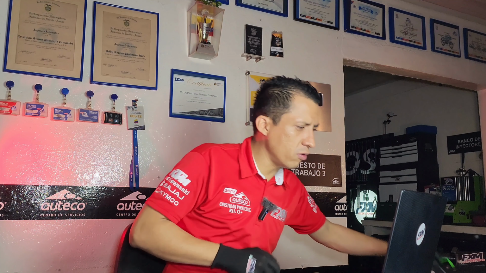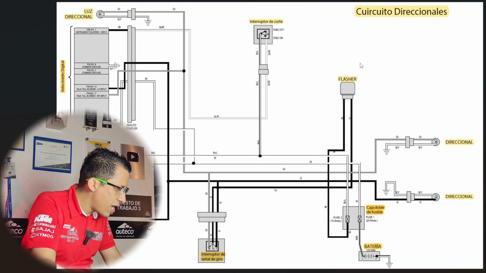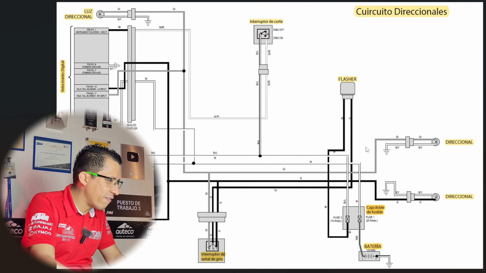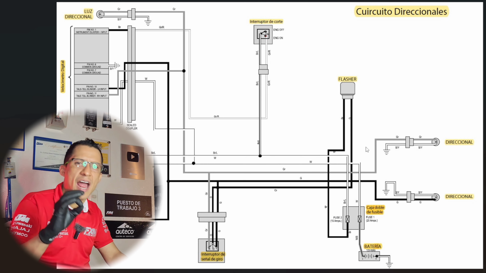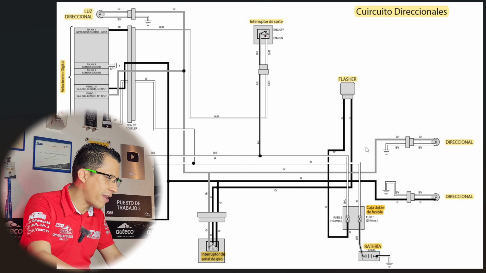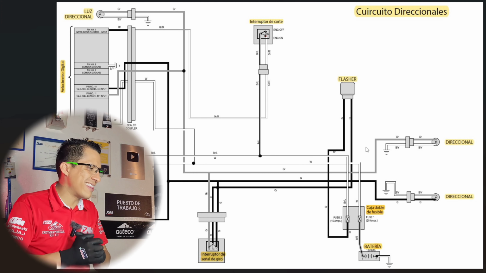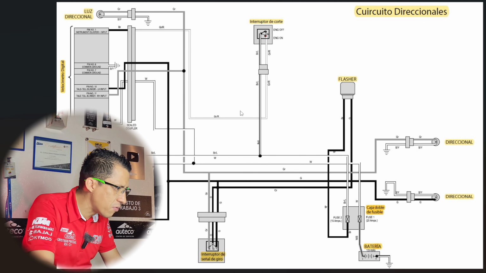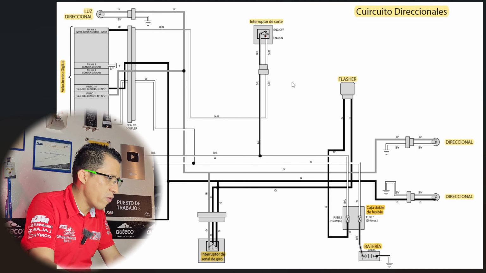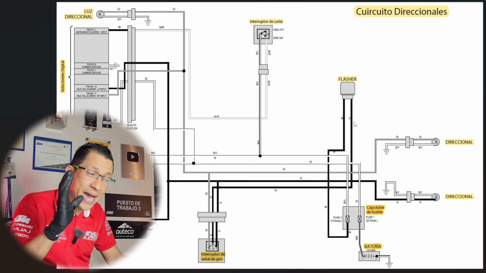Well, in today's module, we are going to start with a fairly simple electrical diagram, which is the turn signal diagram. We are going to support ourselves with electrical diagrams of the workshop manual. So, we have here the diagram of the directional signals of the carbureted PULSAR 200 NS circuit. Let's see that there is a series of symbols and cables here. We are going to explain them one by one.